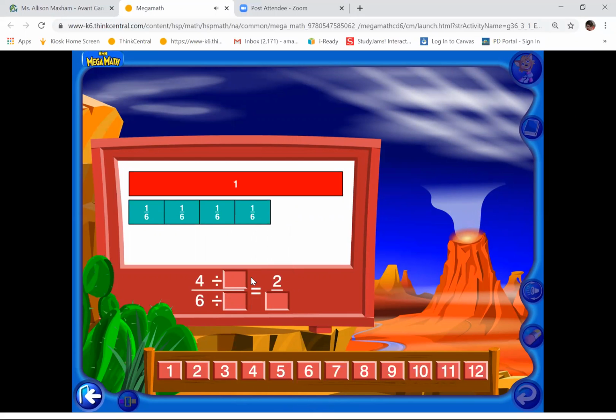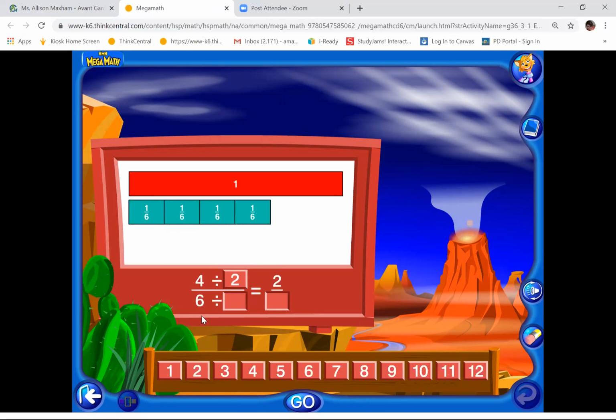Find the fraction in simplest form. First, divide the numerator and denominator by the same number. Then find the denominator of the equivalent fraction. Okay, 4 divided by what number gave us 2? That's algebra. 4 divided by what is 2? Or 2 times what is 4? Oh, that helped me.